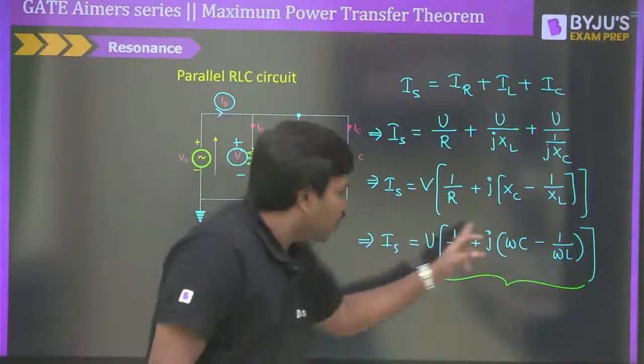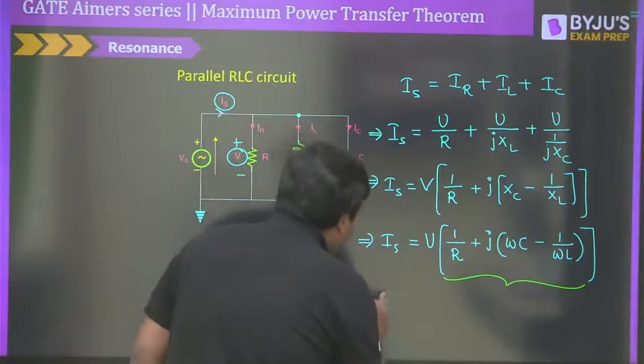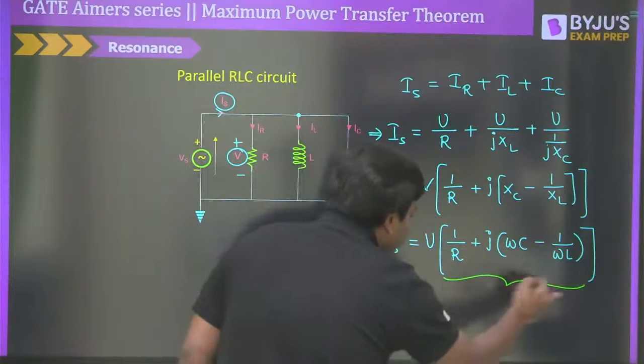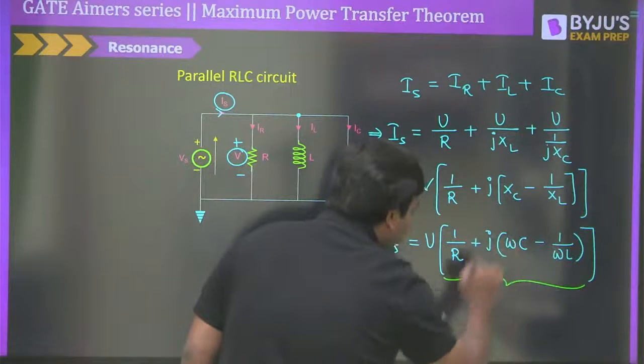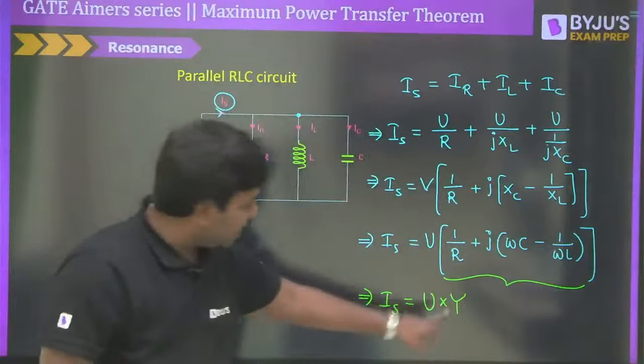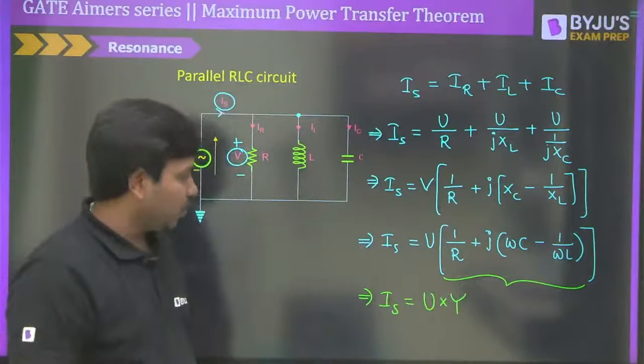So V into the total value here. So what should I say here? All put together, I will be equal to the total voltage into this total, whatever you write here. This is called an admittance. Y is called an admittance. I hope you understood this one.